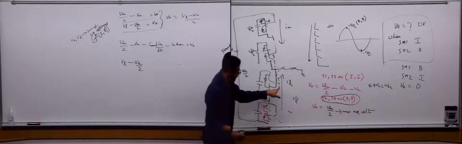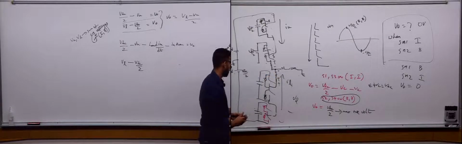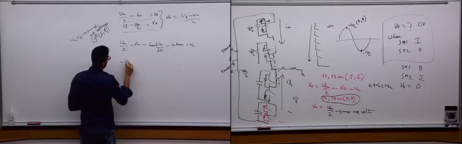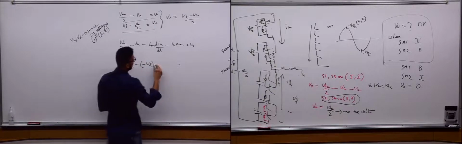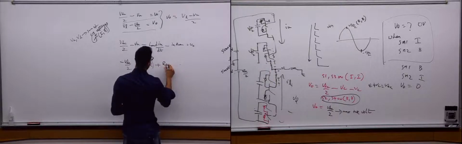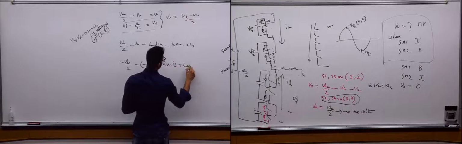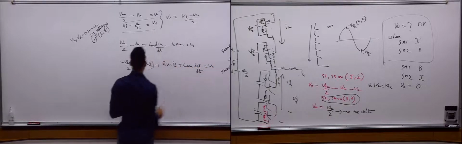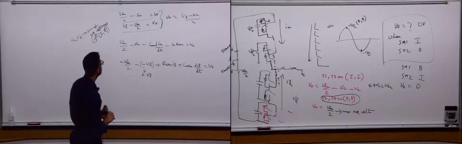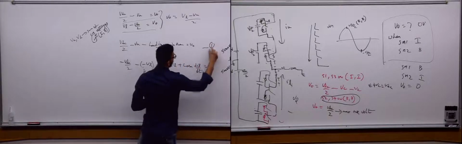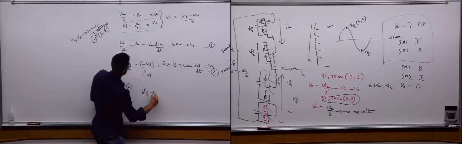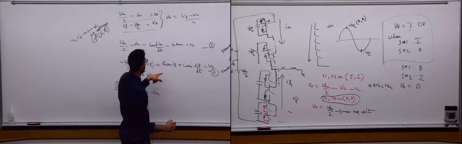Okay, so minus VDC over 2 minus VL plus R arm IL plus L arm dIL by dt equals VO. Okay, so this becomes plus VL. Okay, so add 1 and 2. 1 plus 2 becomes, VDC gets cancelled, and we have VL minus VU. Okay, so IL and IU.